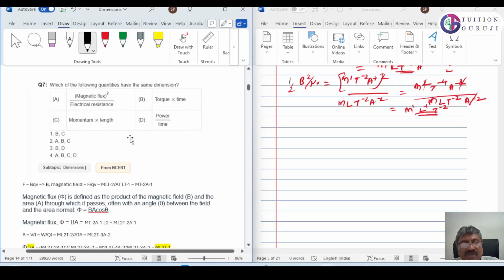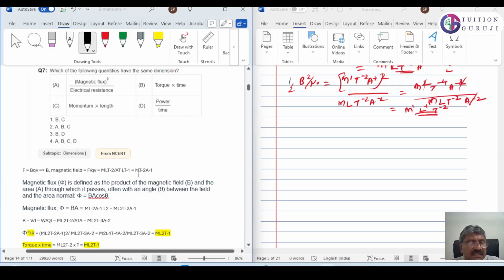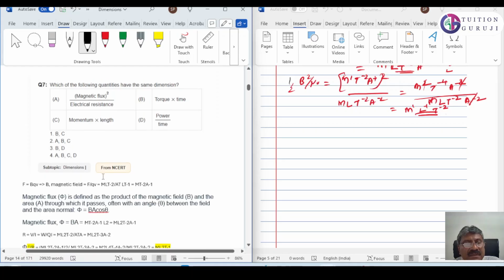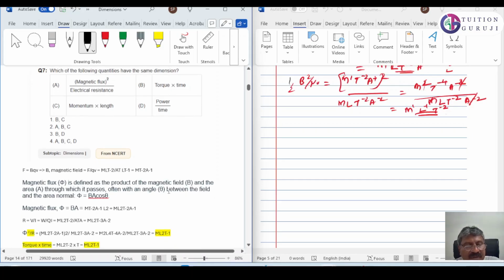Now, which of the following quantities have the same dimensions? First one is magnetic flux square by electric resistance, then torque into time, momentum into length, power by time. So let us see. We know F is equal to qvB, which implies magnetic field B is equal to F by qv. F we know is M L T raised to minus 2, divided by q which is AT, and velocity is L T raised to minus 1. We will get M T raised to minus 2 A raised to minus 1.